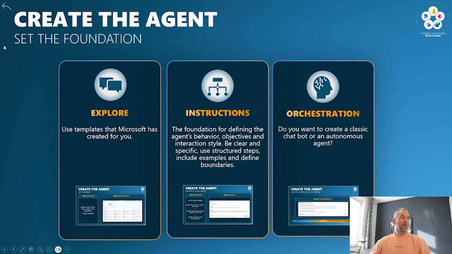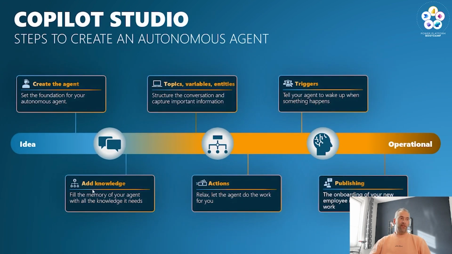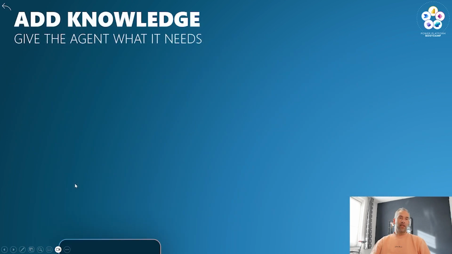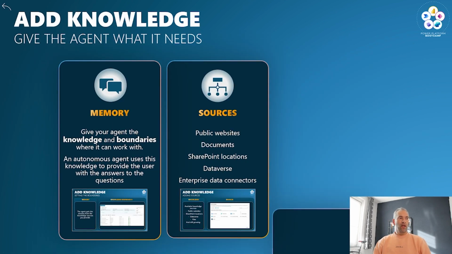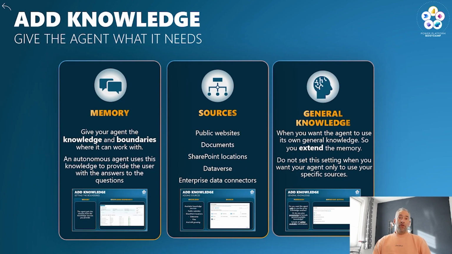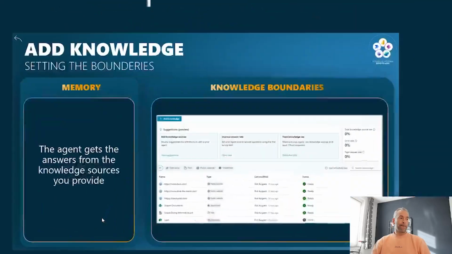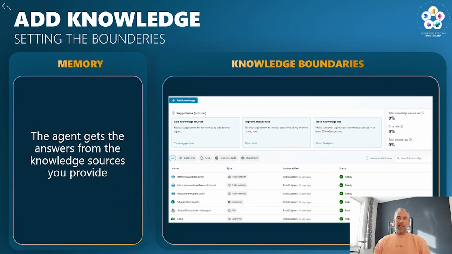All right, that was creation of the agent. Then you have to give it, let's call it the brains, the memory. You have to give the agent the knowledge and the boundaries where it can work. Let's see. You can feed the agent with all kinds of knowledge. And these are the knowledge sources the agent will use to give back the answers or to take the actions.